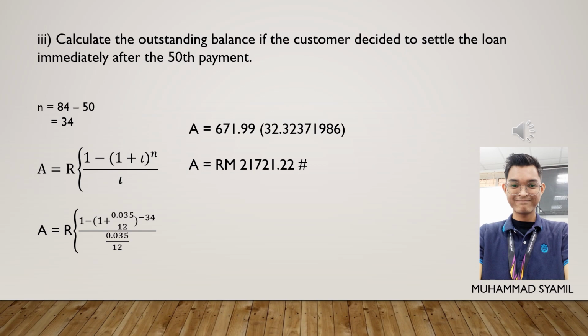Let's hop on to the next question, where we need to calculate the outstanding balance if the customer decided to settle the loan immediately after the 50th payment. Here, our N will change to 34 because of an early payment case. We still have to use the present value equation in order to find our new balance. Insert the recent values and calculate accordingly to the BODMAS principle, and we'll end up with our outstanding balance of 21,721 ringgit and 22 cents.